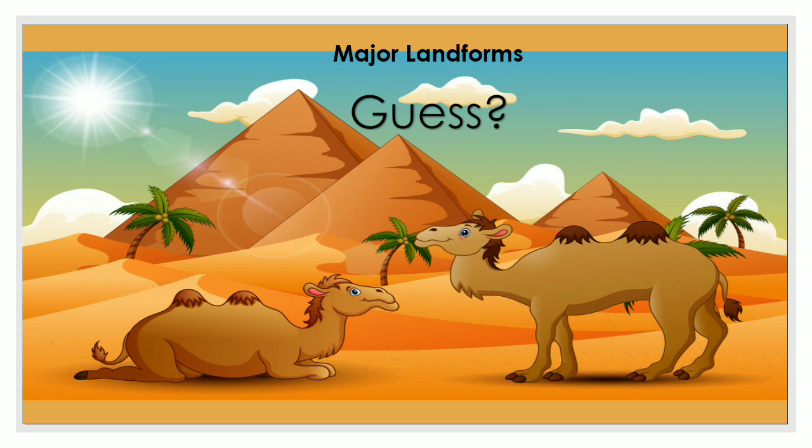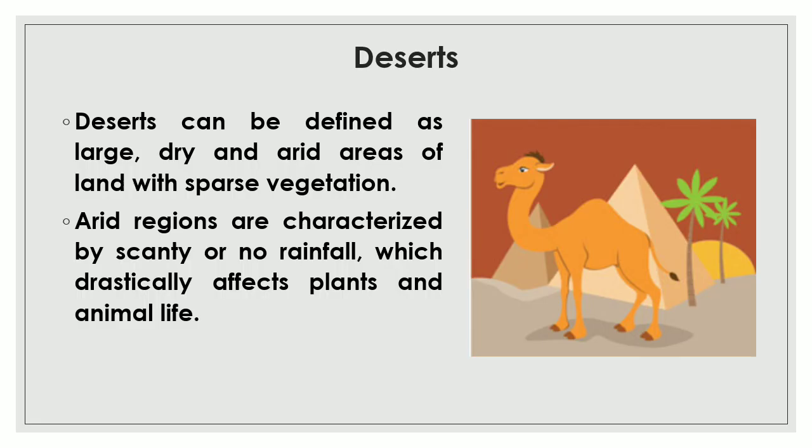So, let's see what is there in today's journey. Can you guess what we are going to talk about with this picture? You're right. We are going to talk about the deserts in major landforms. So let's know what deserts are. Deserts can be defined as large, dry and arid areas of the land with sparse vegetation.